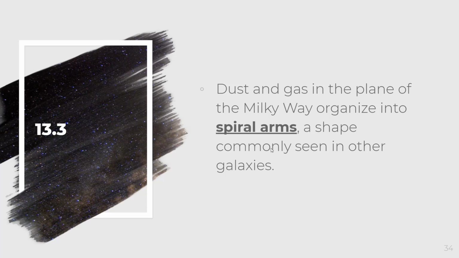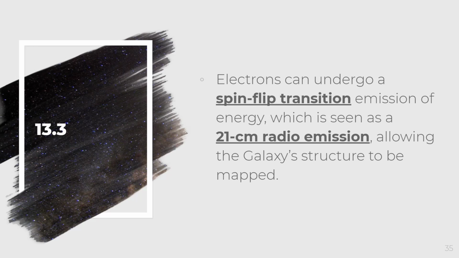Okay, kind of repetition. Dust and gas in the plane of the Milky Way organize into spiral arms, a shape commonly seen in other galaxies. We're going to see how we found that out. Before we do, though, we got to go into some really fancy physics.